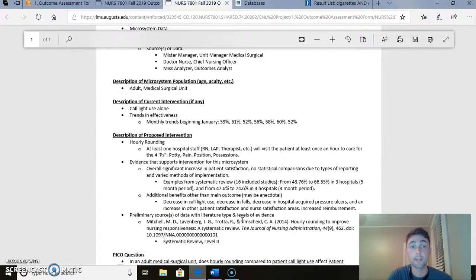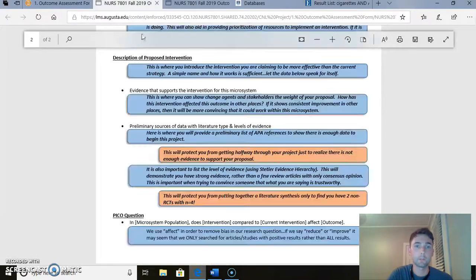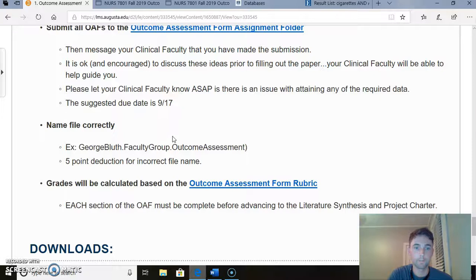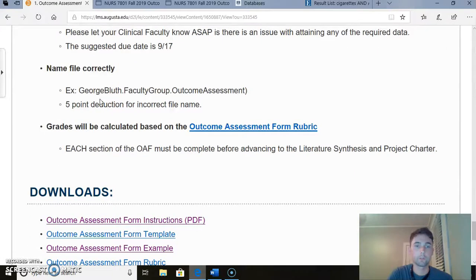When you do turn this assignment in, please label it appropriately. I think it's over here. So for example, georgebluff.facultygroup.outcome assessment. So your name, my name, group, outcome assessment. They're strict about that. We have to deduct points if it is not titled correctly. So don't lose an easy 5 points, right? Go ahead and just follow directions, submit it to my folder.